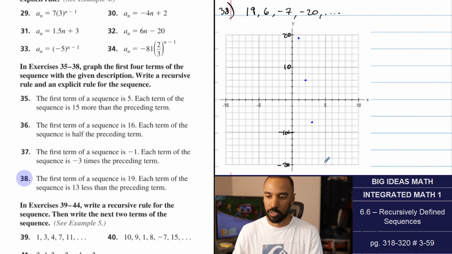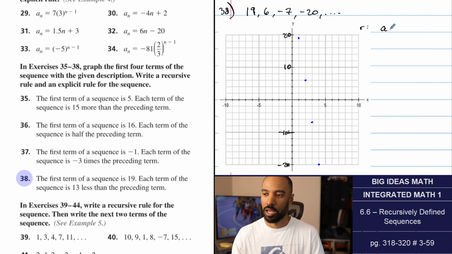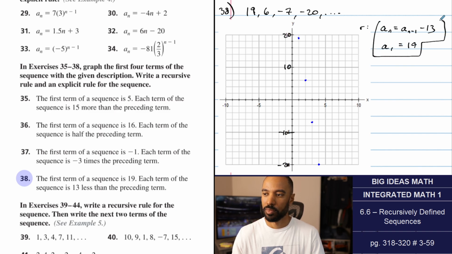Oh, too far over. So this is linear in nature. It's an arithmetic sequence. I can draw a line through it, though I will not. This has a recursive rule of taking the previous term and subtracting 13 from it, starting from 19. The explicit rule we will simplify. We are going to begin with our first term, and we'll subtract 13 n minus 1 times.